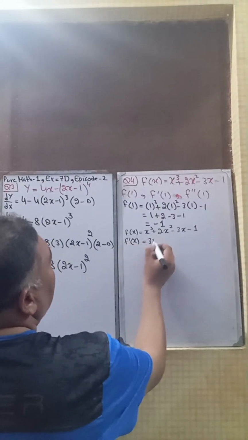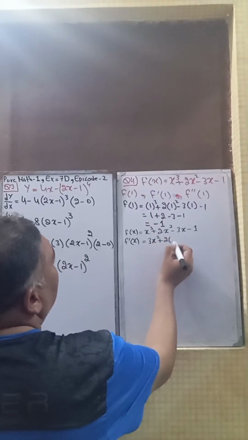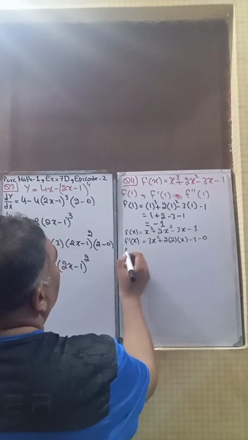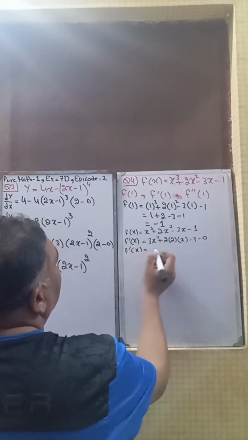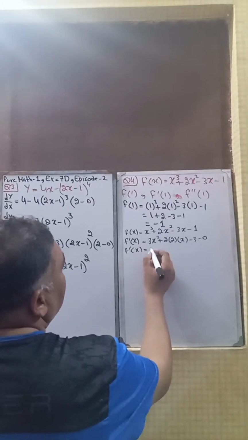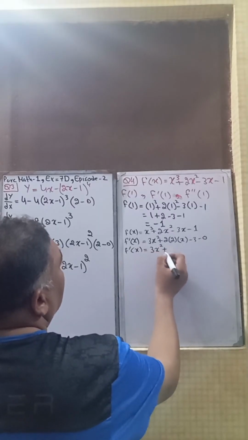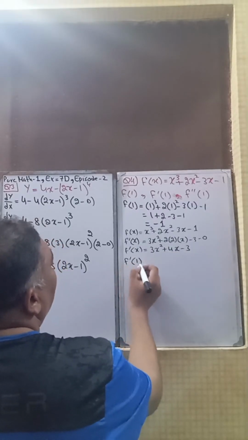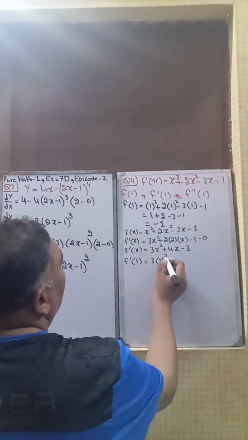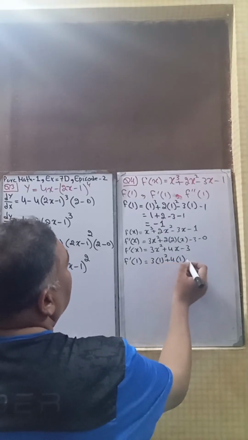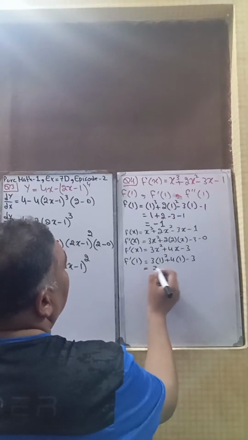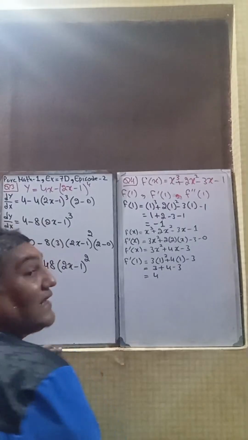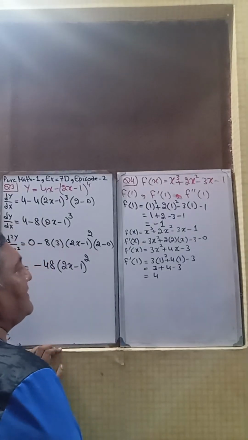So this will be 3x square plus 2 into 2 into x minus 3 minus 0. So the derivative of this function will be 3x square plus 4x minus 3. When I put 1 in it, it will be 3 into 1 square plus 4 into 1 minus 3. So that will be 3 plus 4 minus 3, and the answer is 4. And that answer is correct. I hope you understand this.